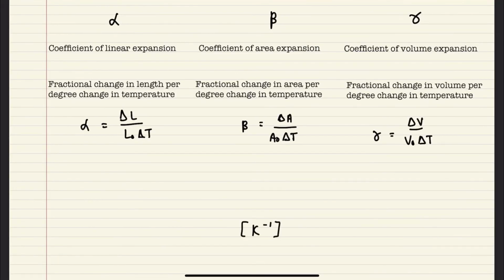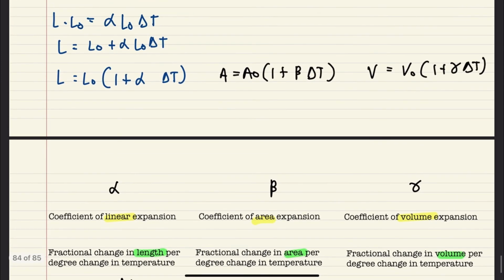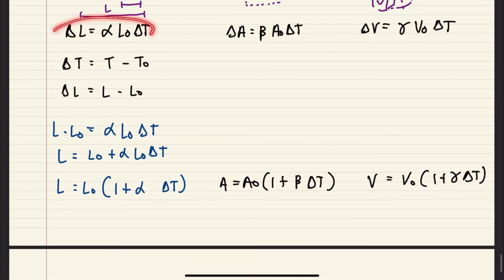Okay, so I told you that I'm going to explain more about the coefficient of expansion. This is what we call the coefficient of linear expansion, alpha. This is area expansion, beta. And the last one is volume expansion, the coefficient of volume expansion, gamma. By definition, it is basically the fractional change in length per degree change in temperature, or this one is area and that one is volume. From the previous formula, they just rearrange in terms of alpha.